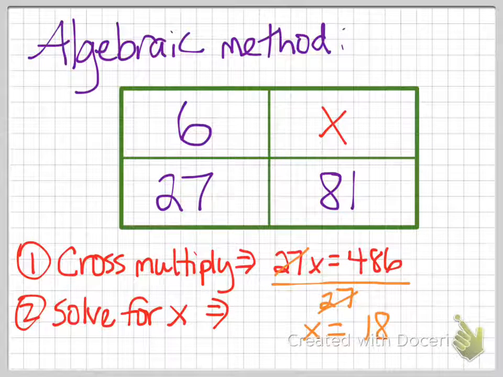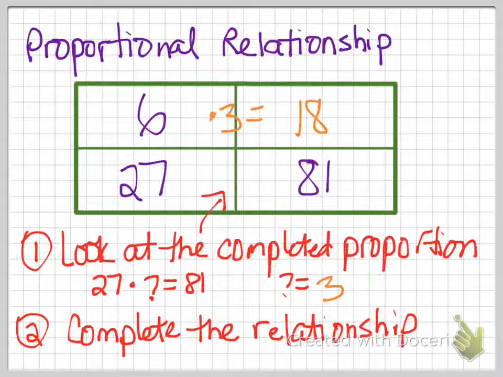Here's the algebraic method. My original numbers are 6 to 27 with 81. I'm going to cross multiply and solve for x. X just happens to be the box I don't know the value of. 6 times 81 is 486. 27 times x is 27x. I'm going to then divide each side by 27, giving me a value that x is equal to 18.